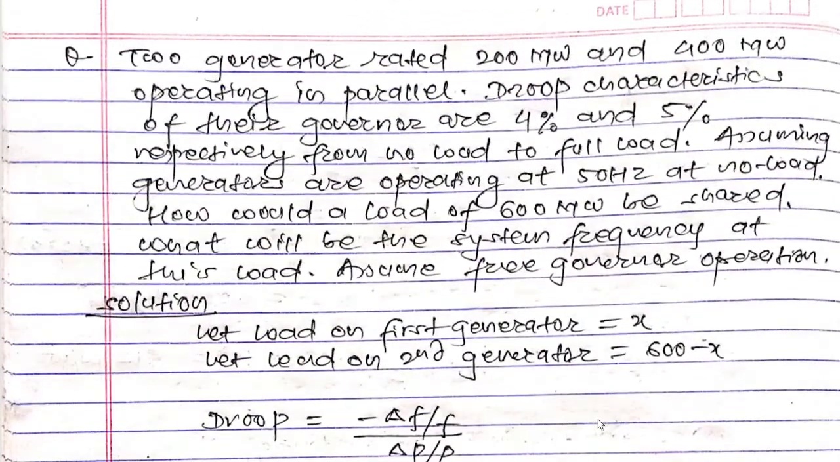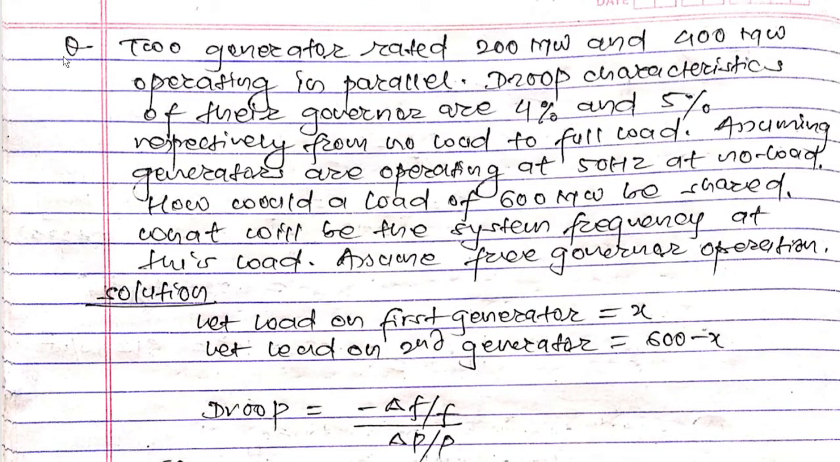Similarly, here we have the next important numerical. Two generators rated 200 megawatt and 400 megawatt are operating in parallel, and the droop characteristics of the governors are given as 4% and 5% respectively from no load to full load. Assuming generators are operating at 50 hertz at no load, how would a load of 600 megawatt be shared, and what will be the system frequency at this load? Assume free governor operation.